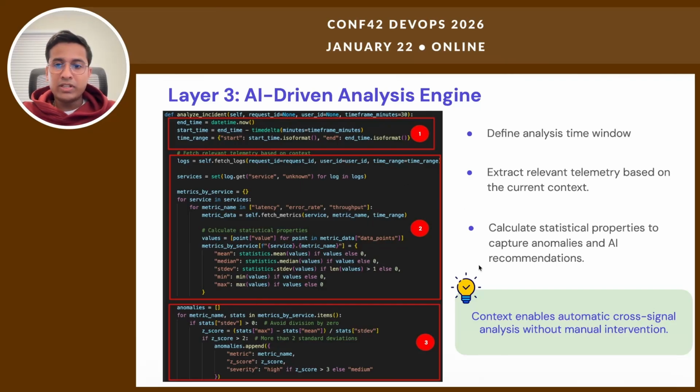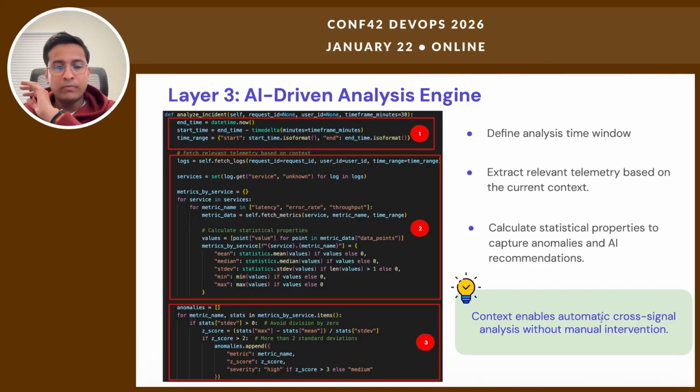And then we calculate statistical properties to capture anomalies and AI recommendations, which is this part. Essentially we are using z-score and checking the standard deviation to see if there is any anomaly in the current traces and the telemetry that we are seeing. So here context enables automatic cross signal analysis without manual intervention.